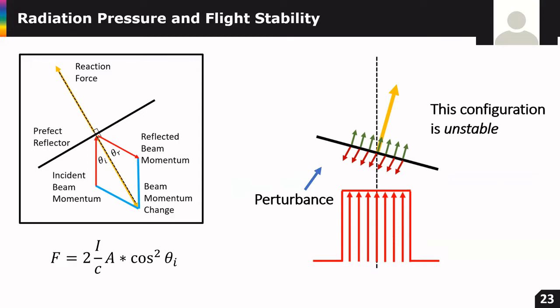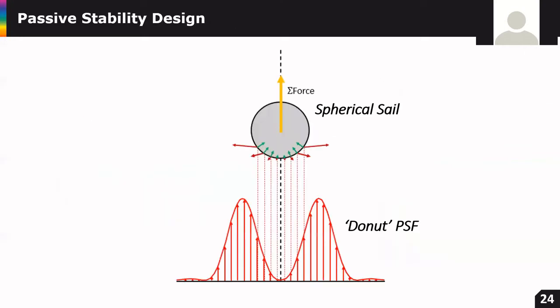This is unstable in the same way that balancing a pencil on its tip is unstable. So there needs to be a way to passively stabilize the sail throughout the flight. And here's the proposed design for that.